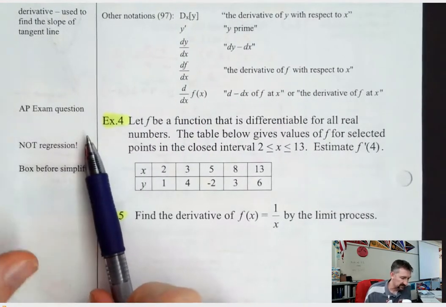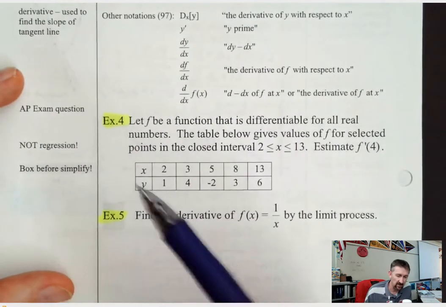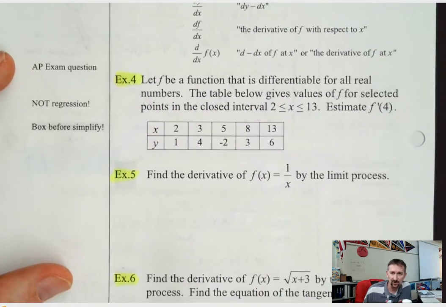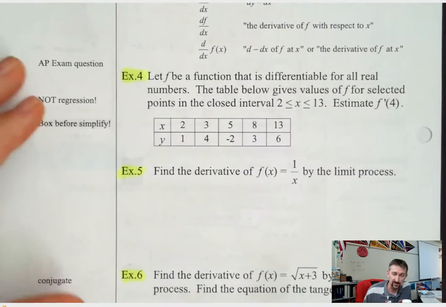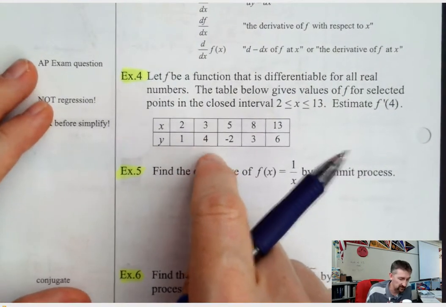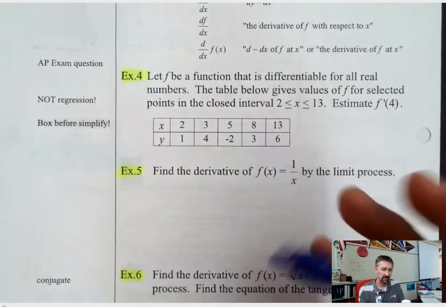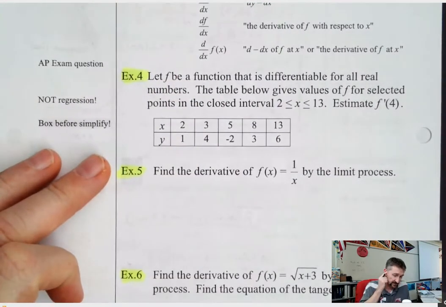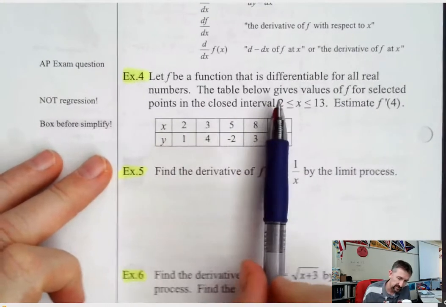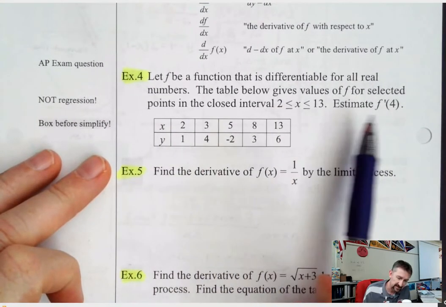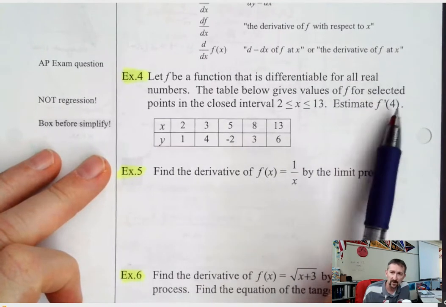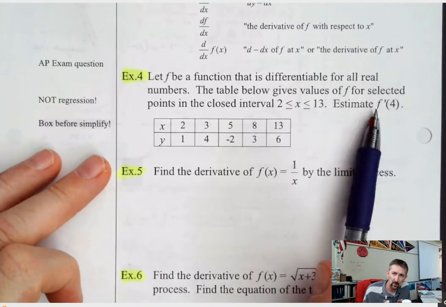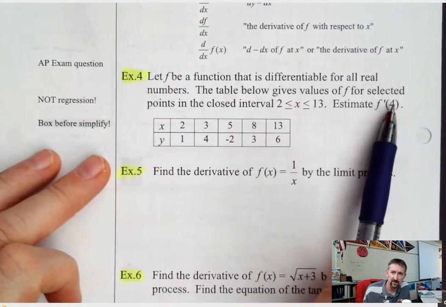Okay, so this is a fairly typical AP exam question. It's on almost every single one. It was on the one we just took over the last year, the ones that students took from home. This question, or a question very similar to this, was on there. It says, let f be a function that's differentiable, which means you can take the derivative of it, for all real numbers. The table below gives selected values. Estimate f prime of 4. So what they're asking us to do is approximate the derivative at 4, the slope of the tangent line.